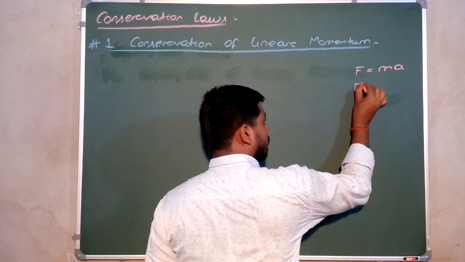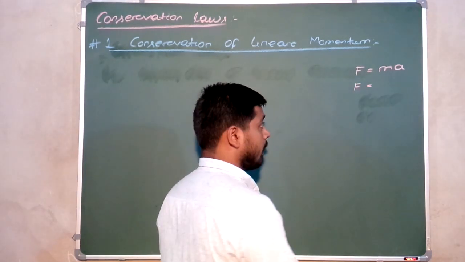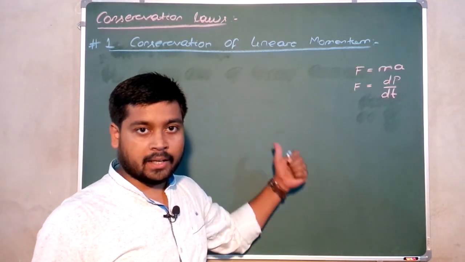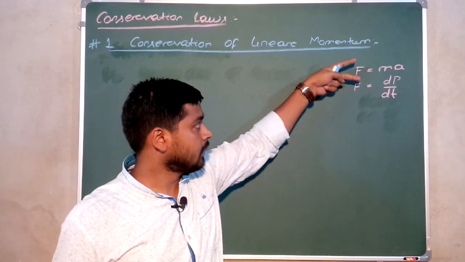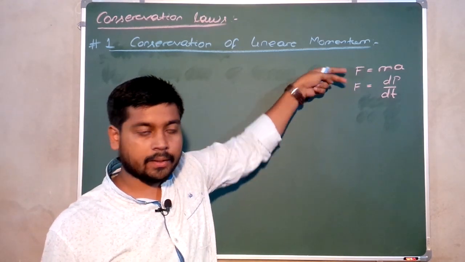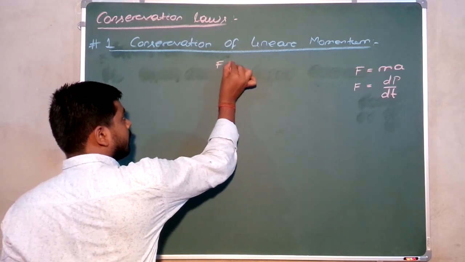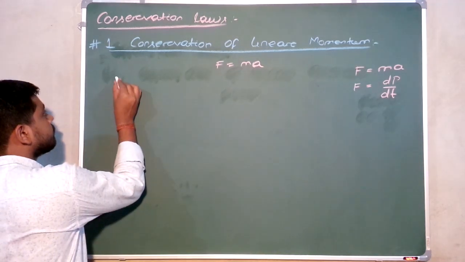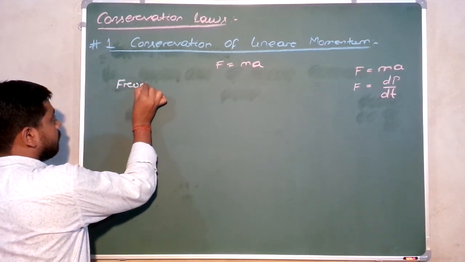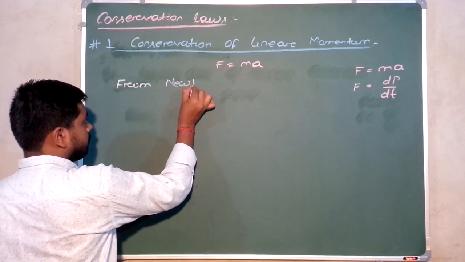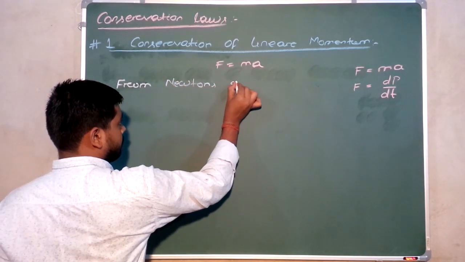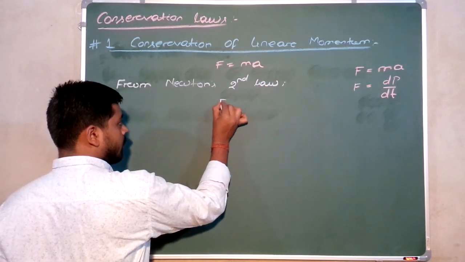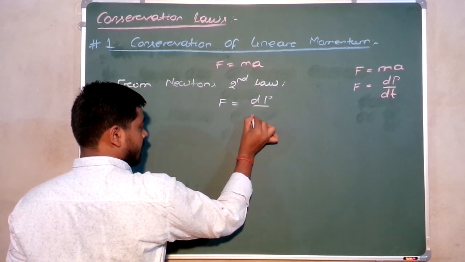Second one, we know from Newton's second law, force equal to dp by dt. Here in conservation of linear momentum, we actually use these two equations. First one, F equal to ma. Then from Newton's second law, force equal to rate of change of momentum.